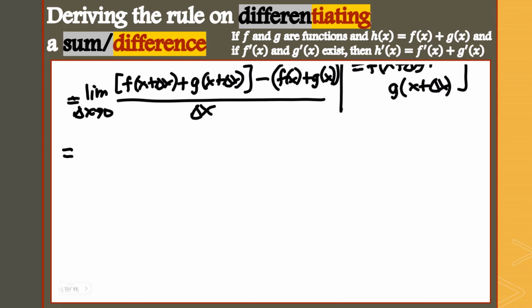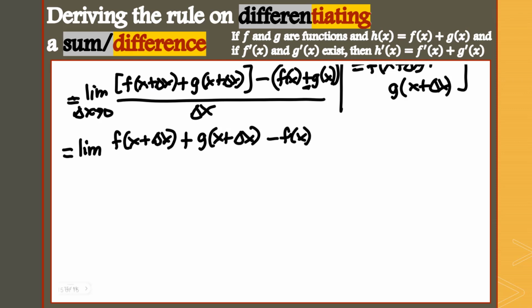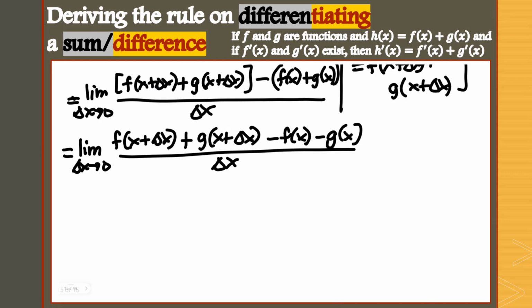Now I would like us to remove this grouping symbol, the two grouping symbols actually, considering this is subtraction. So what happens here is this will become f of x plus delta x plus g of x plus delta x minus f of x. Now this plus will become minus g of x as well over delta x as delta x approaches 0.